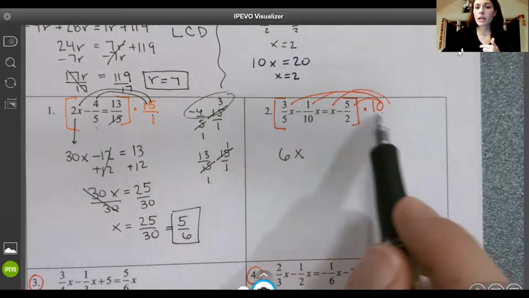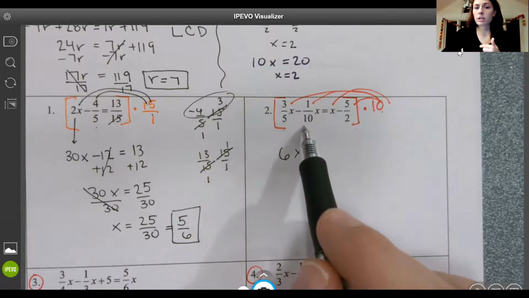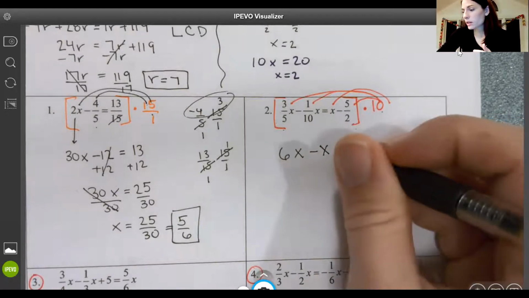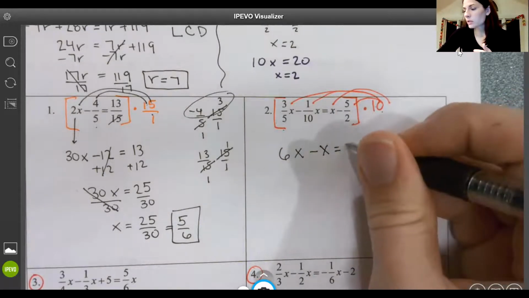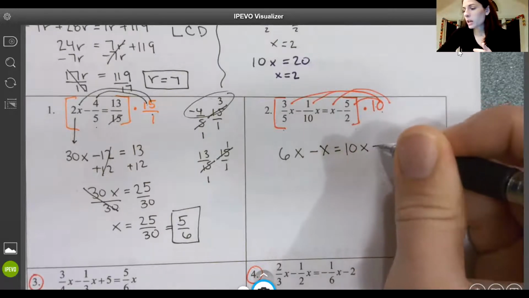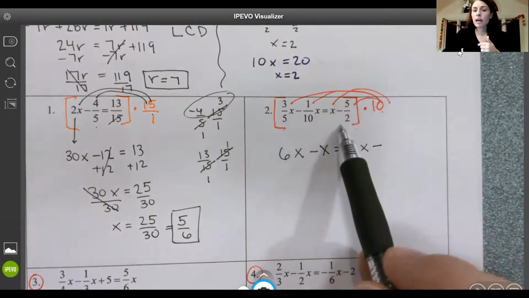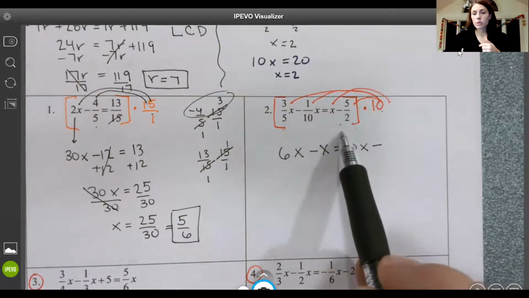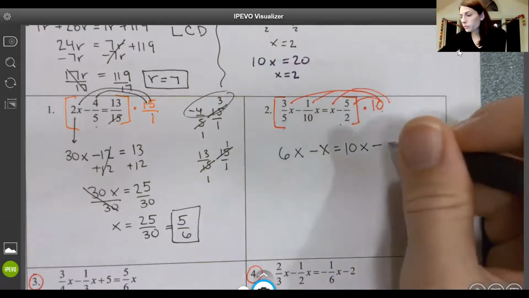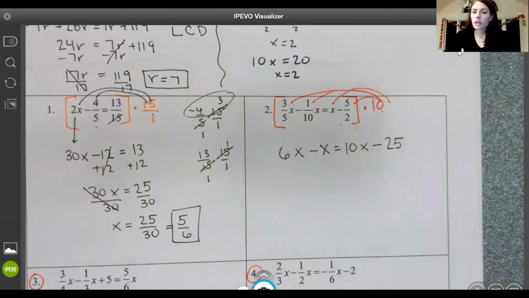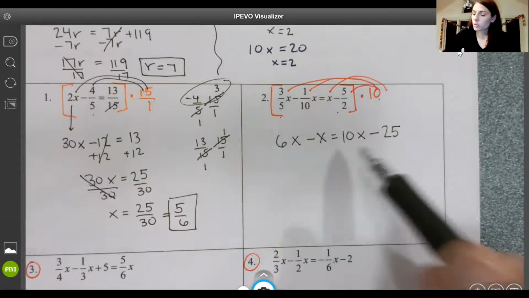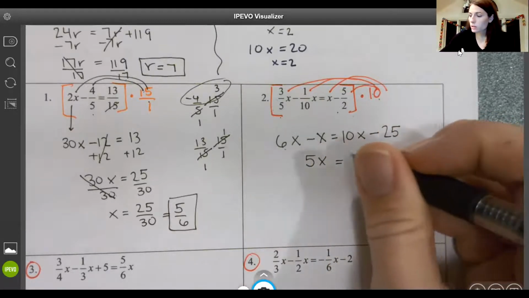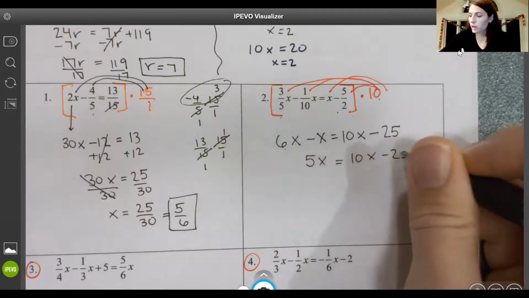Same idea here. 10 times 1 is 10, divided by 10 would give me 1x, so just x there, equals 10 times x gives me 10x, minus 10 times 5 halves. Okay, so 10 times 5 is 50, divided by 2 is 25. Now I have my equation, so I'm going to combine like terms. 6x and negative x gives me 5x equals 10x minus 25.